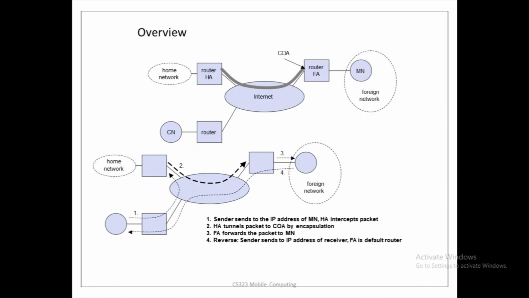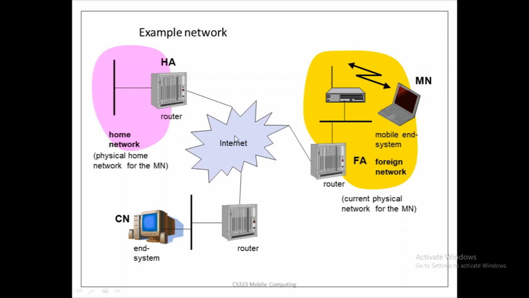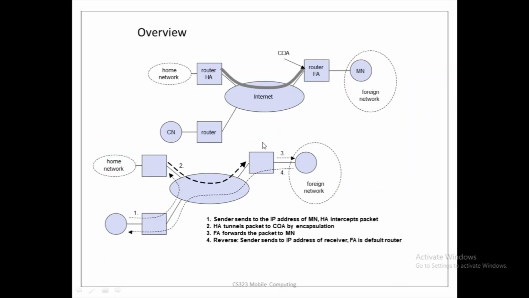Next, with the same diagram, we will discuss the overview. Whatever terminologies we discussed, all of them are shown in the diagram: home network, router, home agent, COA, care of address, right? Router, foreign agent, router, mobile node, foreign network, home network. The same example is represented in the form of a block diagram. CN means corresponding node, routers.